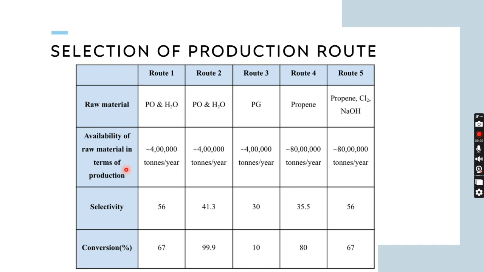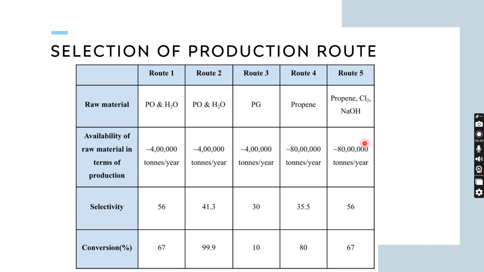So in this case, availability of raw material in terms of production, you can say it is 4 lakh tons per year for the PO. Same for route 2. For route 3, PG is also close to 4 lakh tons per year, but the propane production is 80 lakh tons per year, and similarly propene, Cl2 and NaOH.